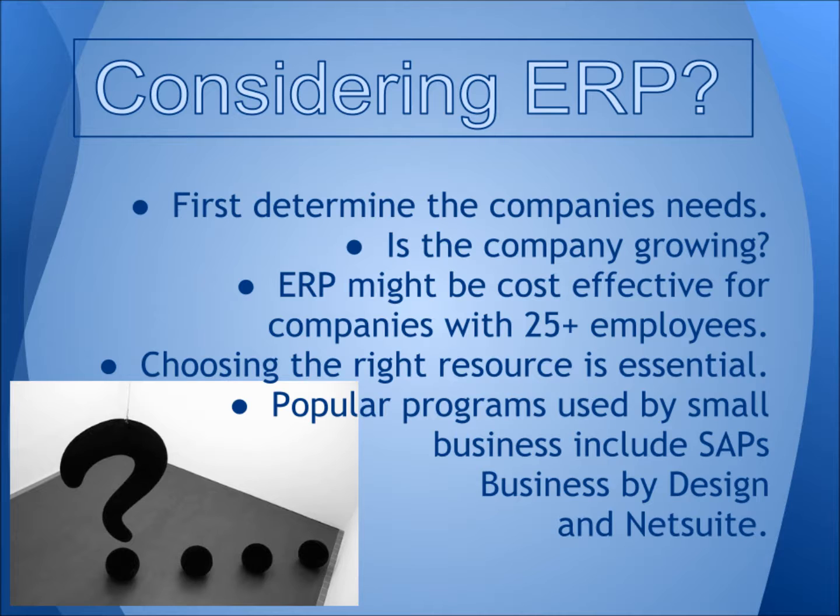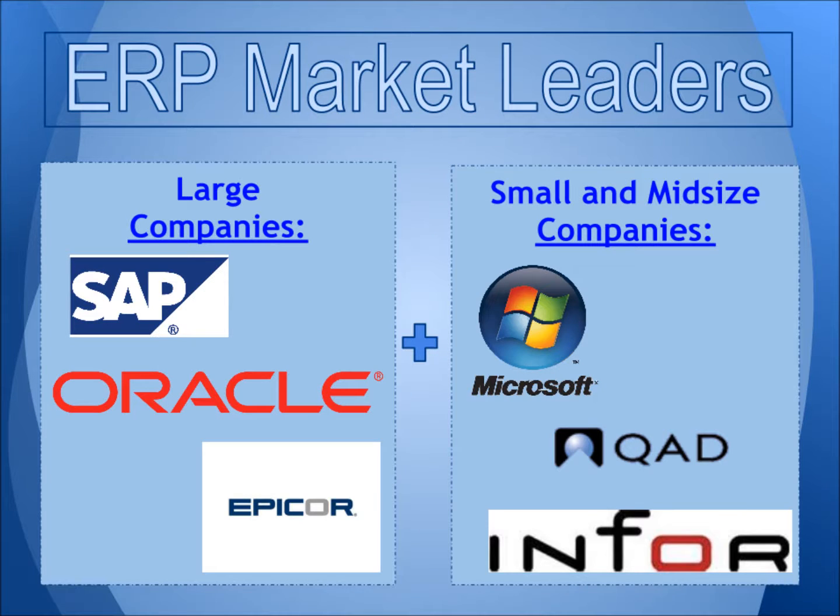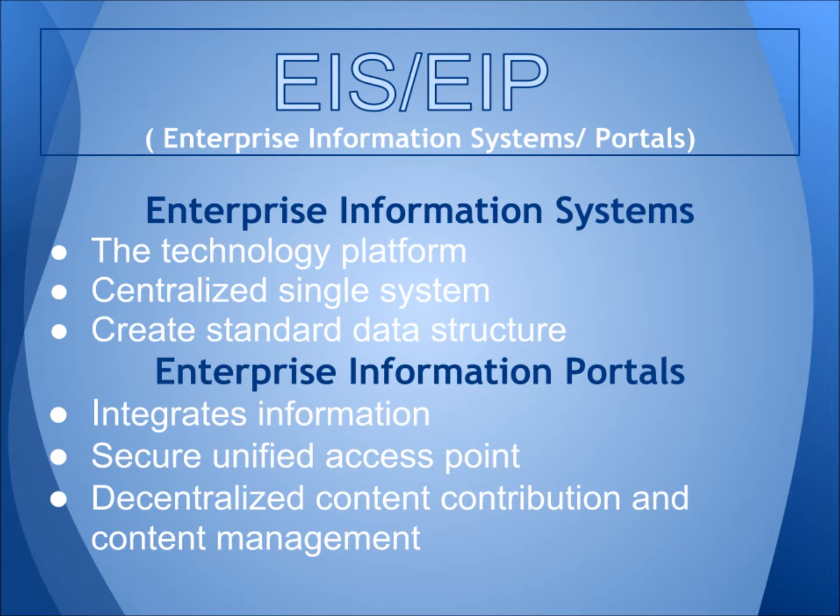It's best to start by analyzing the needs of the company. Is such a detailed and advanced system even needed to support the business? It is important to consider such before purchasing any software. The key isn't in selecting the right system, but choosing the right resource for your organization. ERP market leaders can be categorized into large companies such as SAP, Oracle, and Epicor, and small mid-sized companies such as Microsoft, QAD, and Infor.